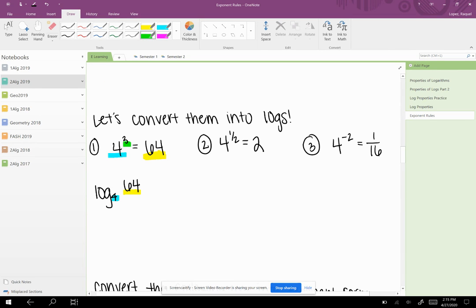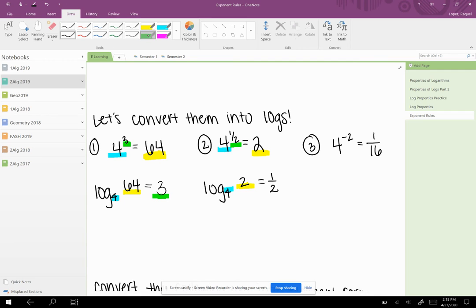And then that exponent of 3 is going to be your output. Okay. So your input and your output switch. Okay. Let's do that again. So we have log, your base is 4, so that's going to stay 4. Your new input is going to be 2. And we're going to set it equal to 1/2.